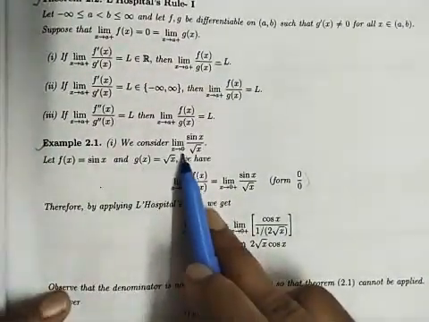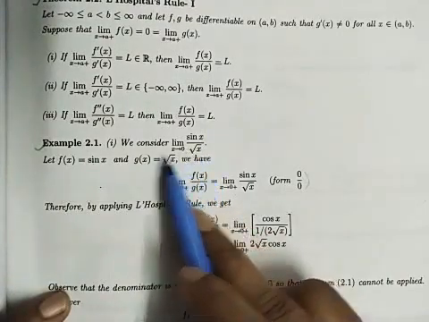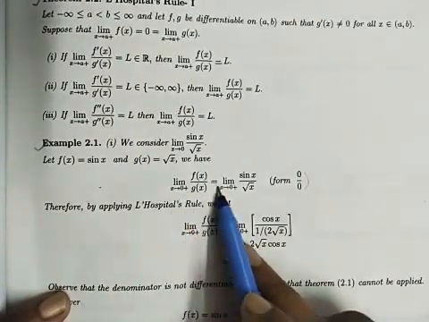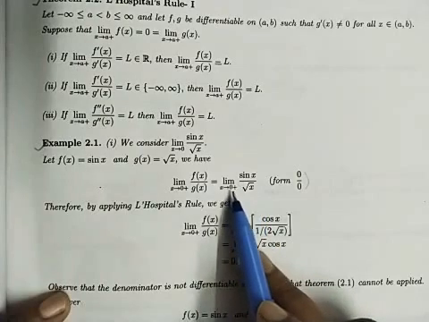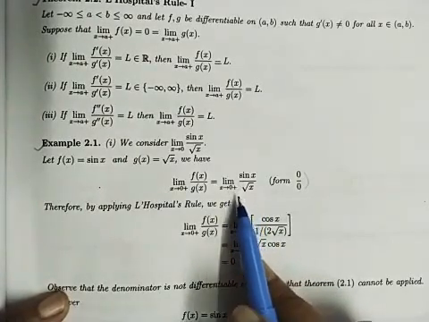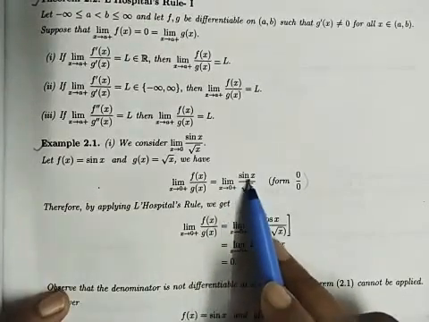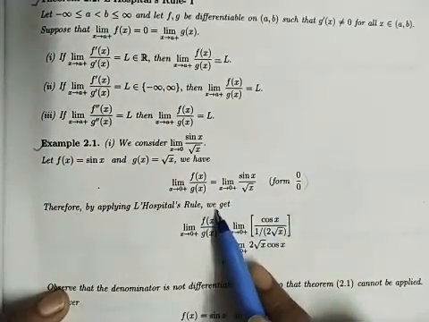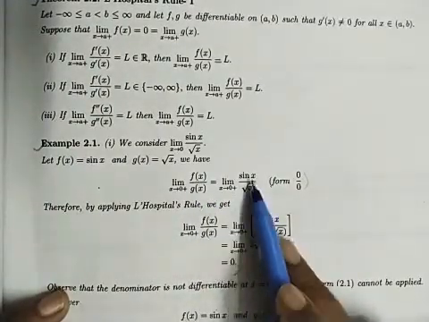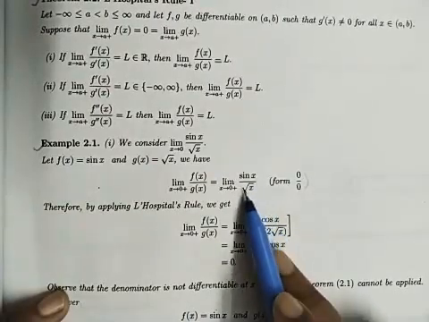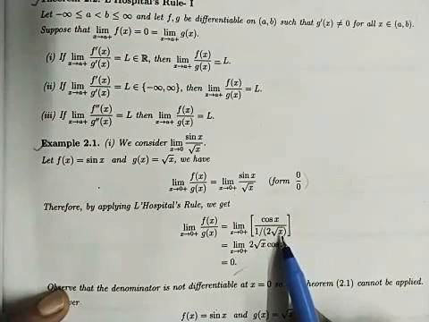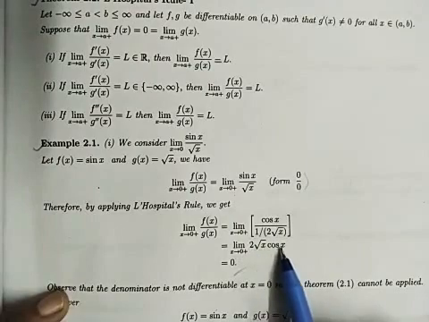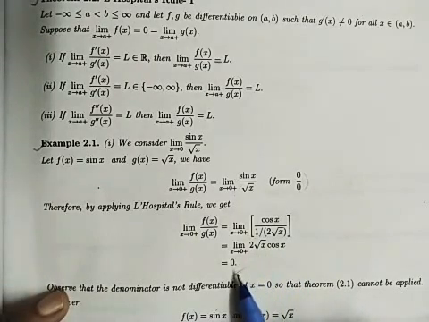Consider the limit as x tends to 0 of sin x upon root x. Suppose f(x) is sin x and g(x) is root x. So the limit of f(x) upon g(x) as x tends to 0, we write as the limit of sin x upon root x as x tends to 0. What will be this limit? After applying it, sin 0 upon root 0, it is of the form 0 upon 0. So we will apply L'Hospital rule here. Left hand side as it is, on the right hand side we take the derivative of sin x, that is cos x, and the derivative of root x, that is 1 upon 2 root x, and then we apply the limit. So it is the same as 2 root x cos x, and after applying the limit here we get 0.